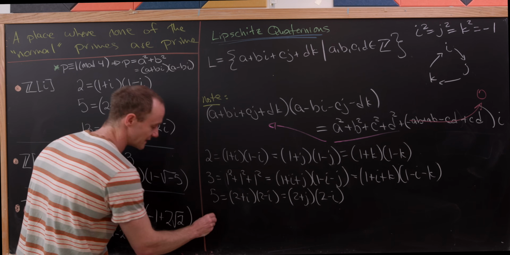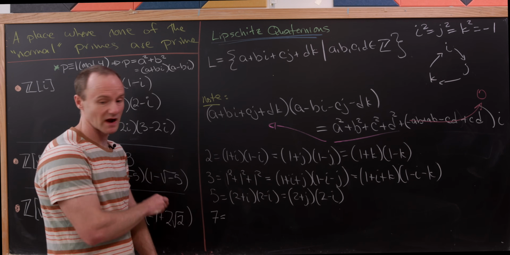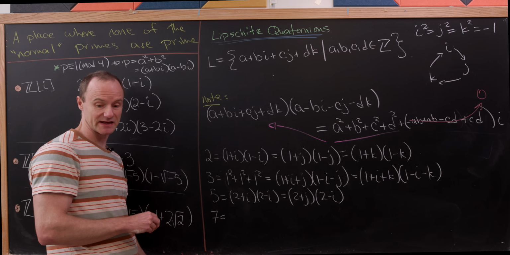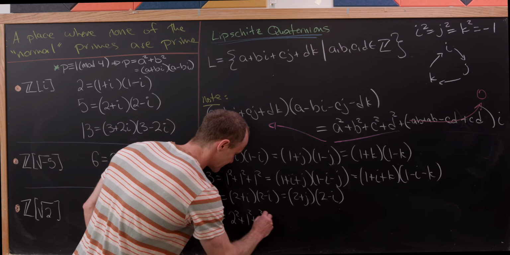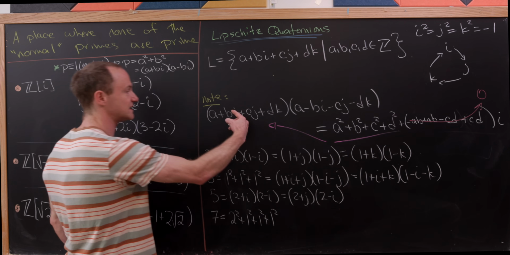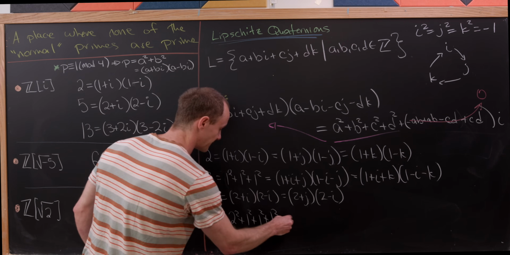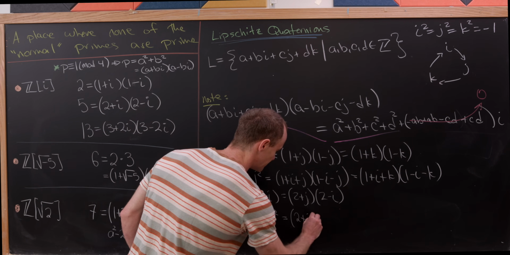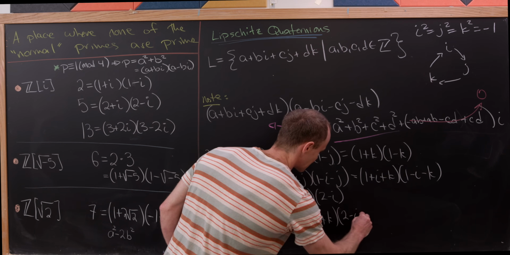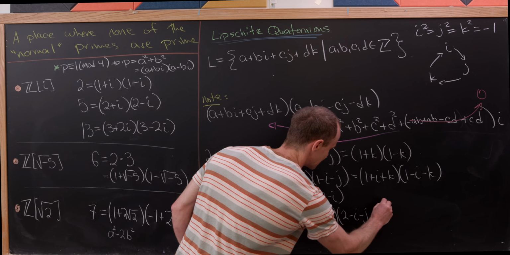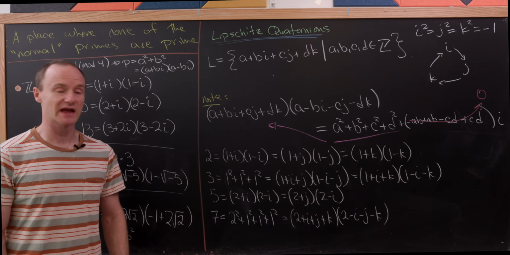Now, what about 7? Let's observe that we can write 7 as 2 squared plus 1 squared plus 1 squared plus 1 squared. And then using this product in reverse to factor, that's going to be 2 plus i plus j plus k, and then 2 minus i minus j minus k. So there we have that.